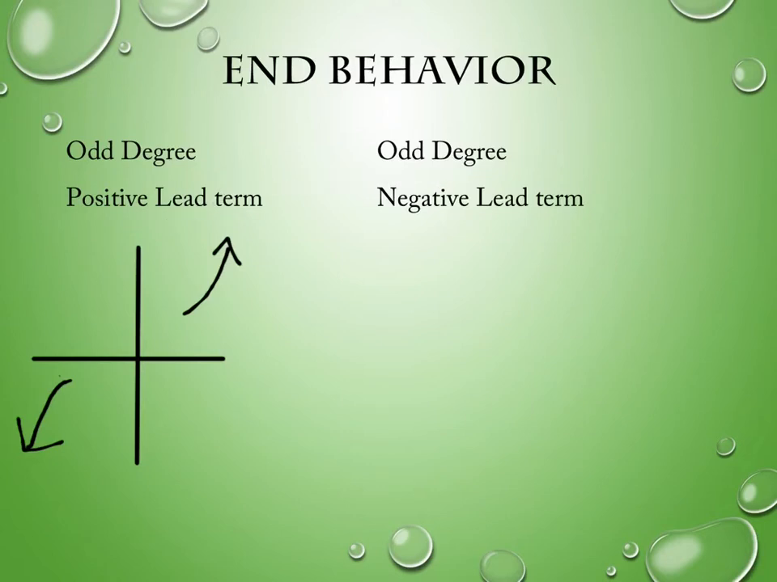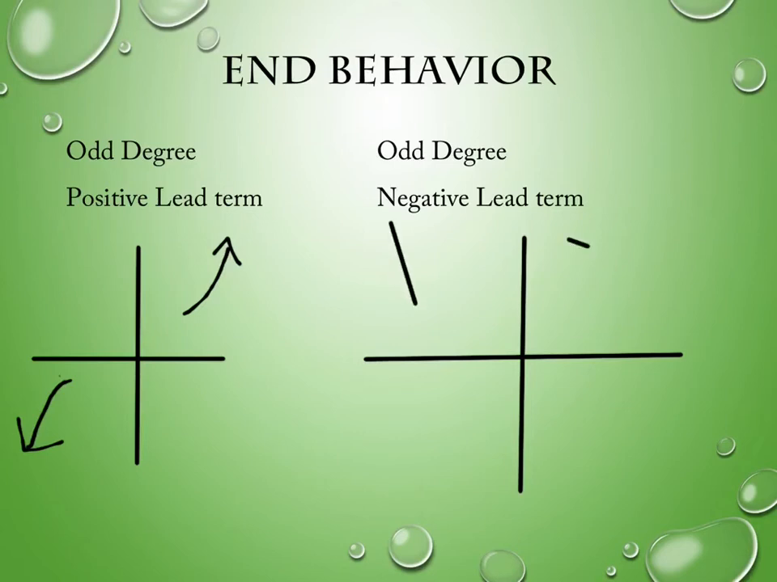Now, thinking about that, we can actually do the same thing with an odd degree. So an odd degree means that we are going to have the same thing as before, but now with a negative leading term. So it's going to flip. I'm going to end up having an increasing to the left motion and a decreasing to the right motion. Okay.